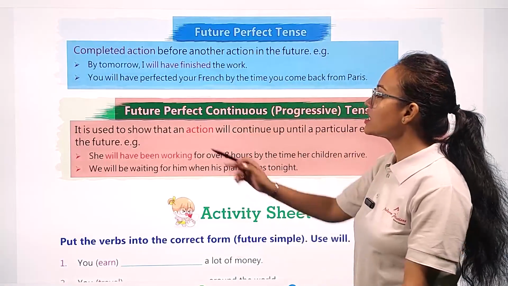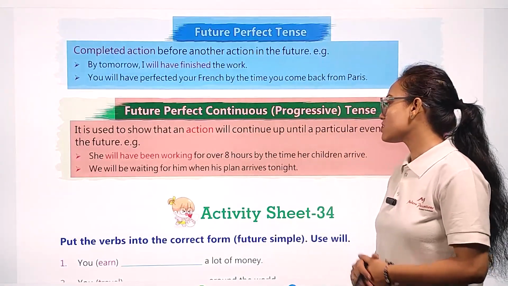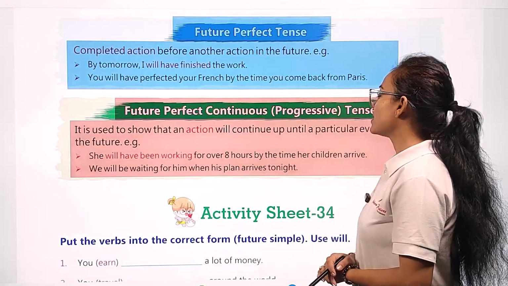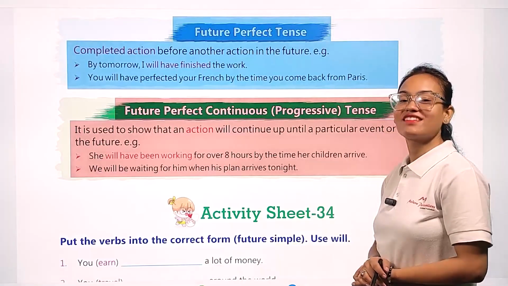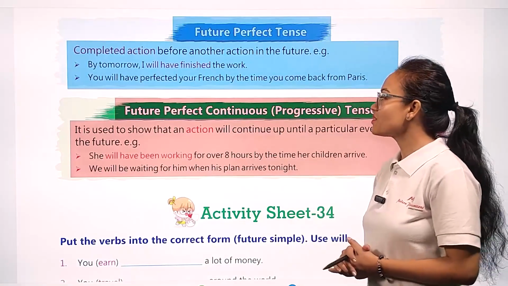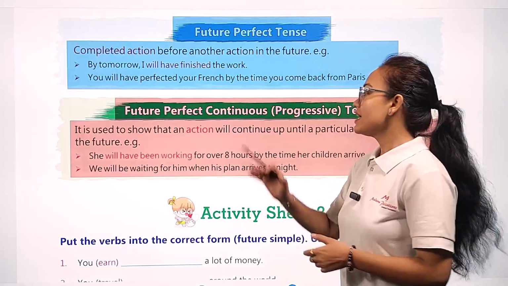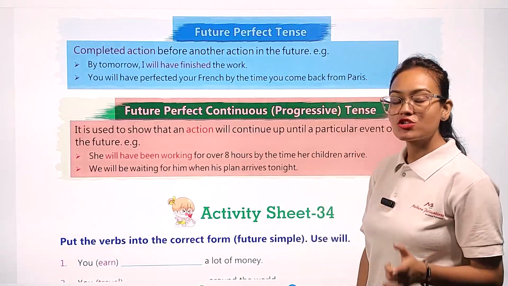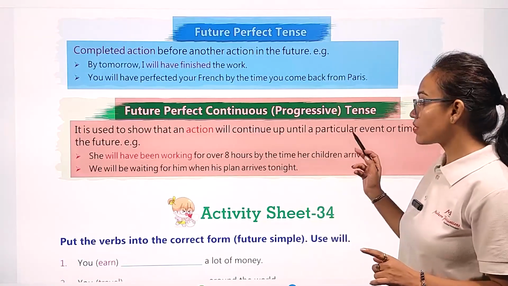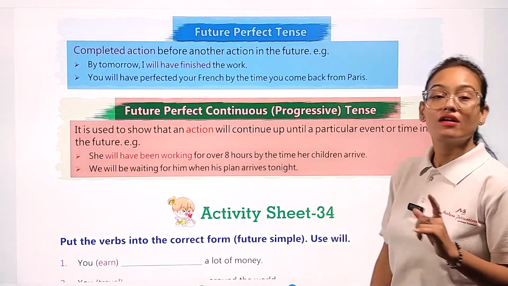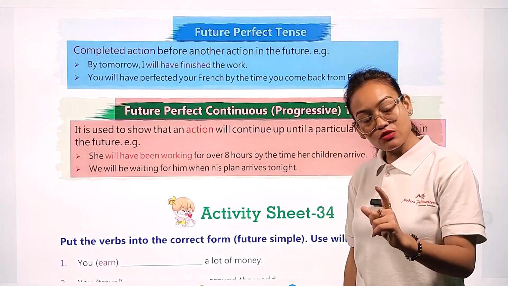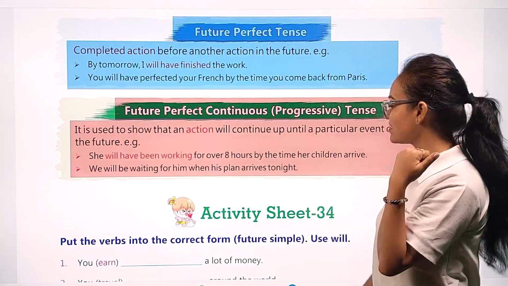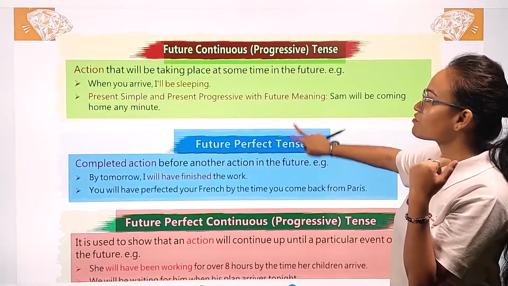Okay, example, you can see: she will have been working for 8 hours by the time her children arrive. We will be waiting for him when his plane arrives tonight. So what is the meaning of future perfect continuous progressive tense? My dear students, it shows that one action will be continued in the future for a certain period of time. So this is all about our future tense.